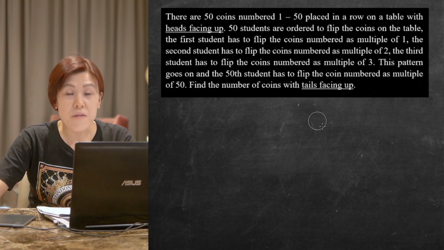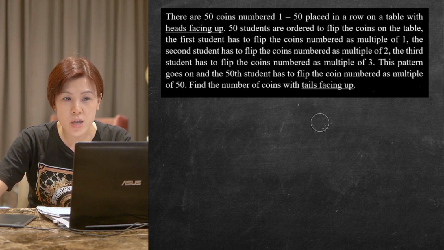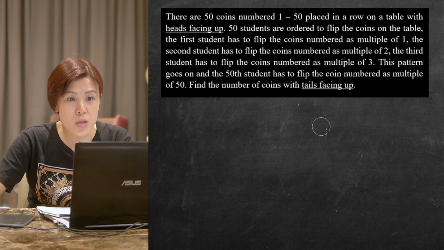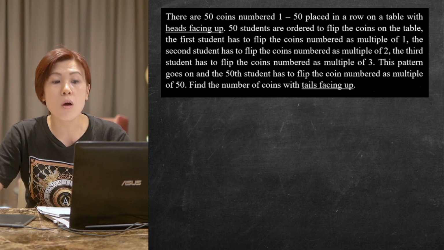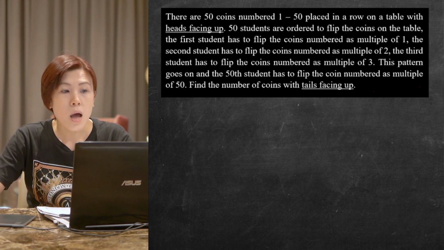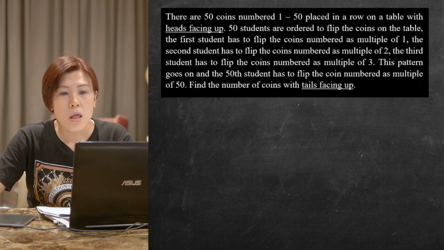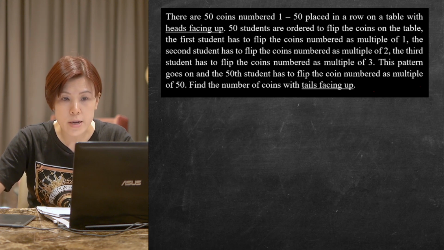Let's begin. In this question, there are 50 coins numbered 1 to 50 placed in a row on the table with heads facing up. 50 students are ordered to flip the coins on the table. The first student has to flip the coins numbered as multiples of 1. The second student has to flip the coins numbered as multiples of 2. The third student has to flip the coins numbered as multiples of 3. This pattern goes on, and the 50th student has to flip the coin numbered as multiple of 50. Find the number of coins with tails facing up.